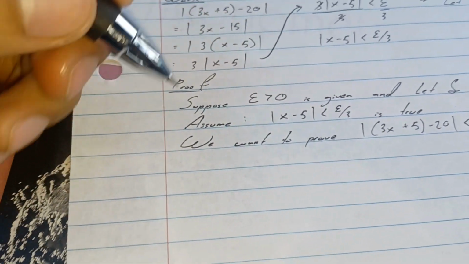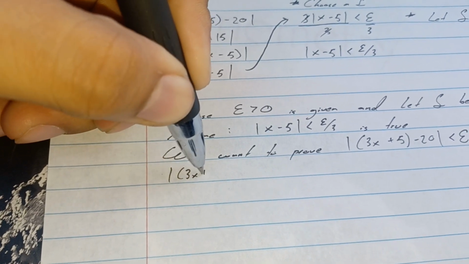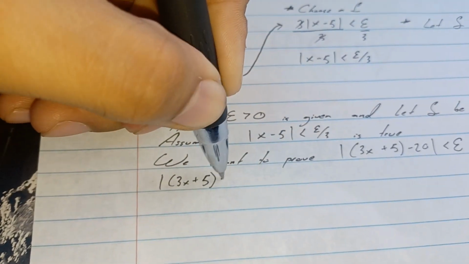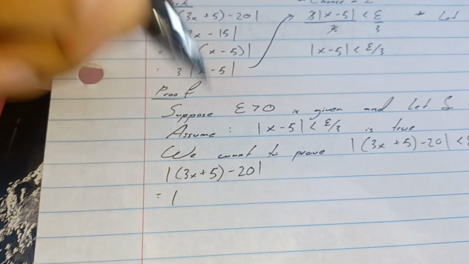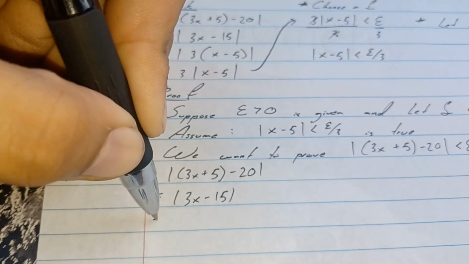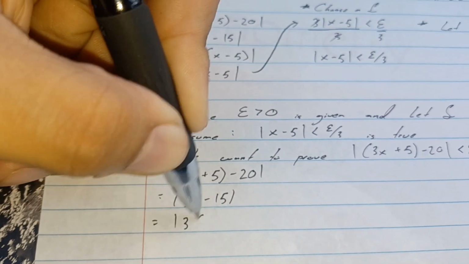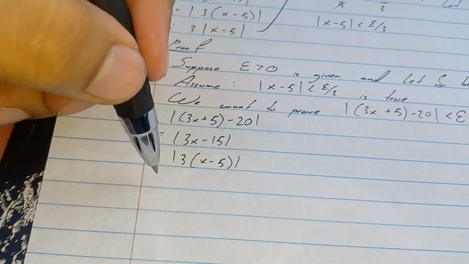So again, we are going to basically write down the work that we did, so it's going to look very similar. This is going to give us 3x minus 15, which in turn is going to give us 3 times x minus 5. Very similar to the work that we just did.